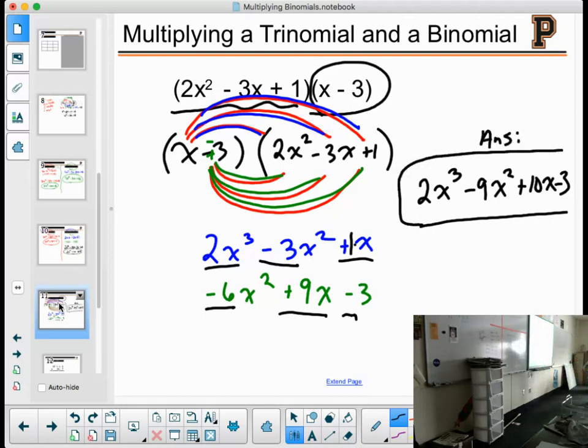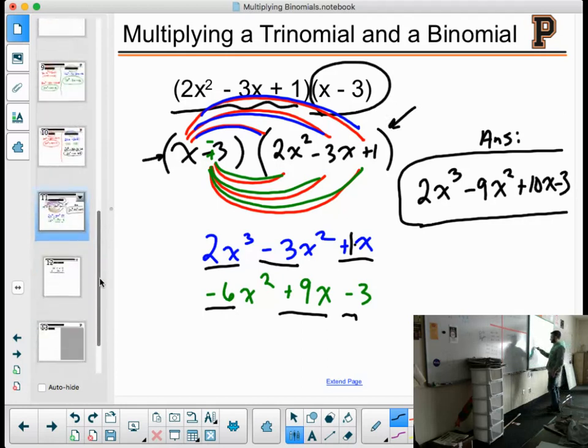All right, so just like foiling, just maybe a little bit more involved because you've got more terms, but general principles is that everything in this term multiplies by everything in this term. And then combine what you can.